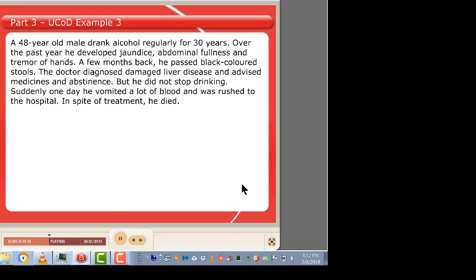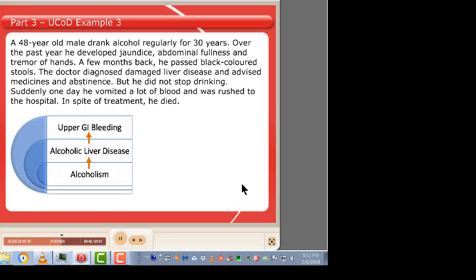Suddenly, one day he vomited a lot of blood and was rushed to the hospital. In spite of treatment, he died. The underlying cause of death here is alcoholic liver disease, or ICD-10 code K70.